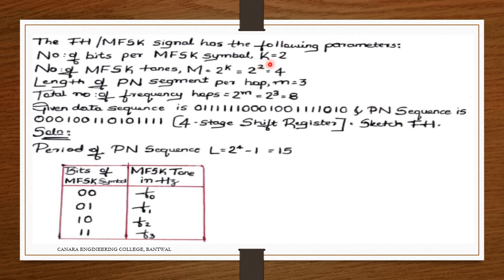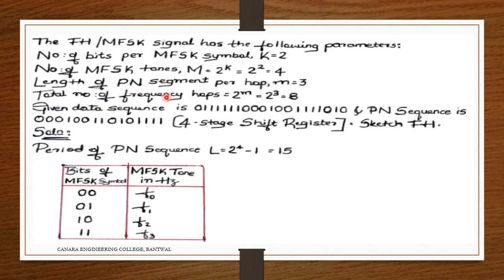So k equals 2 is telling the number of bits. For example, 00, 01, 10, 11 are the 4 combinations. If 2 bits are transmitted in one symbol, how many tones are there? F0, F1, F2, F3. So now this is what it's telling, the 4.